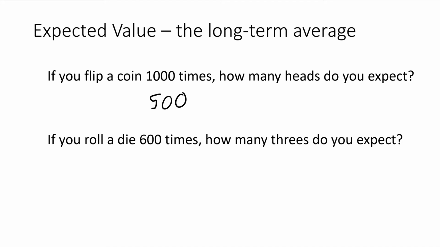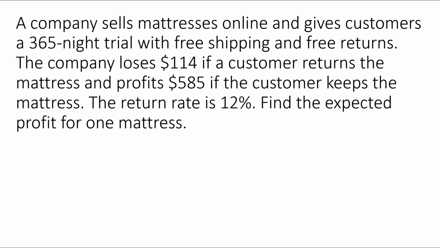Likewise, if we roll a die 600 times, how many threes would we expect? Well, when we roll a die, we would expect 1 out of every 6 to be a 3, since 1 out of the 6 sides is a 3. So out of those 600 rolls, we would expect 100 to be 3s. So this is expected value, the long-term average. If we were to do something a bunch of times, what do we expect on average in the long run?